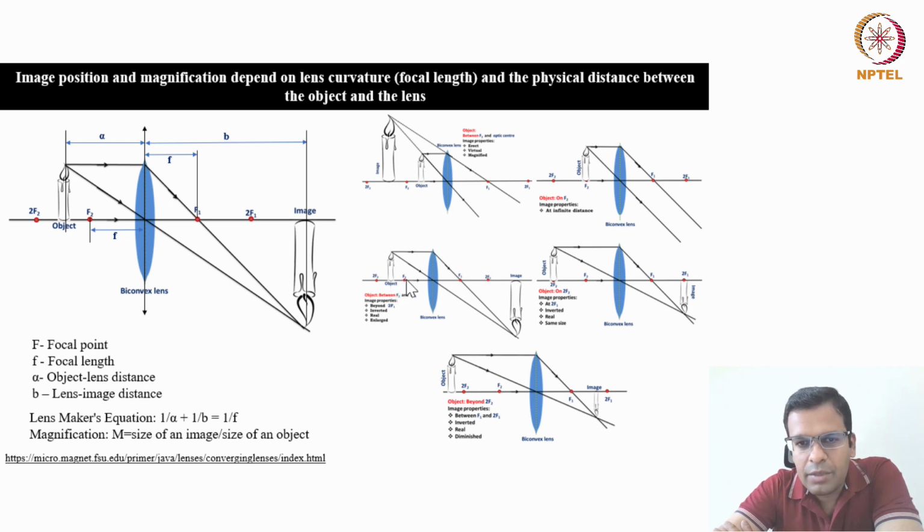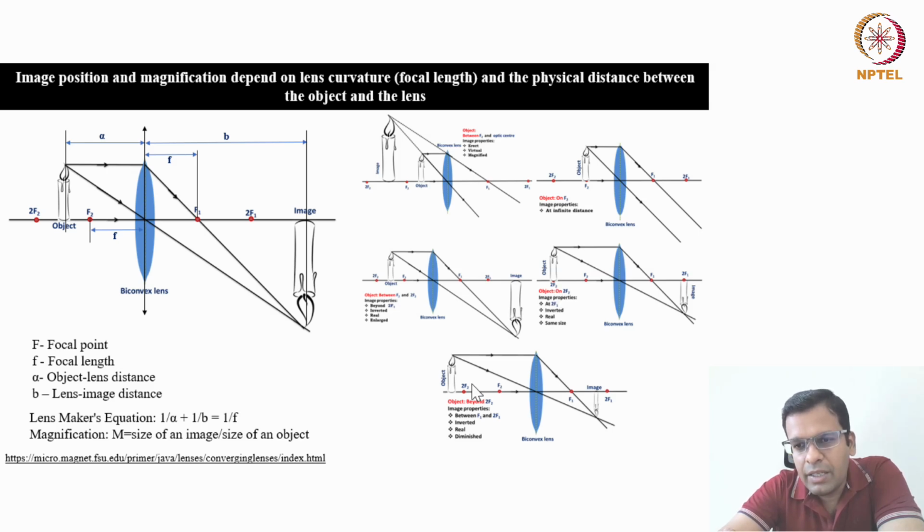If you put the object between f2 and 2f2, then you can get the inverted but magnified image of the object. What will happen if you put the object at the 2f2 position, at double the focal length? Okay, then you will get the inverted image, but the size of the image will be exactly the same as the object. So there is no magnification if you put the object at the 2f2 point.